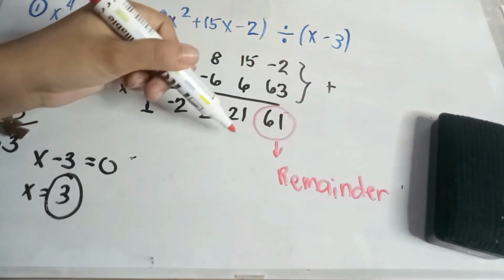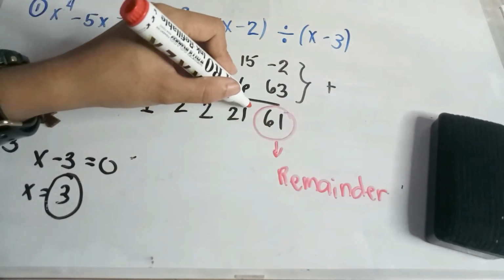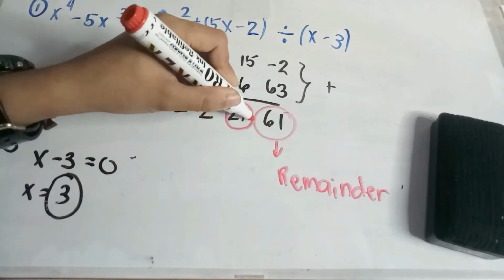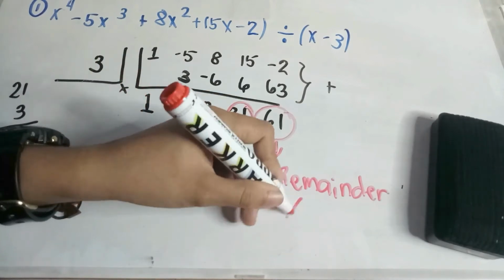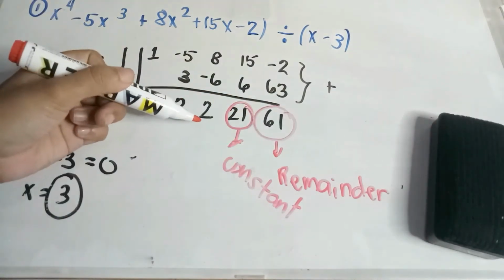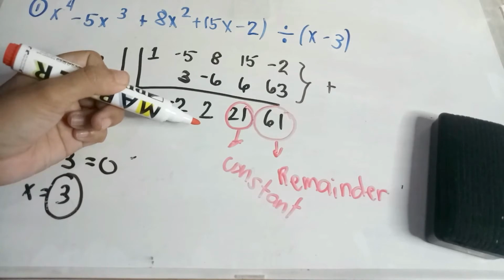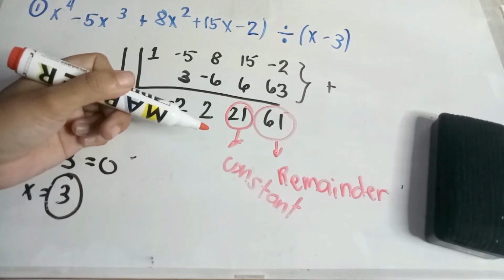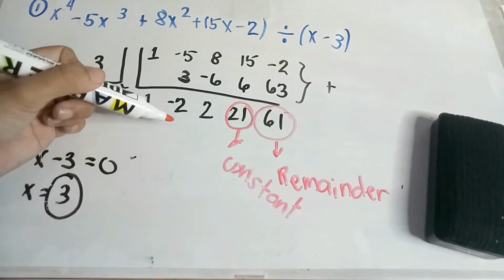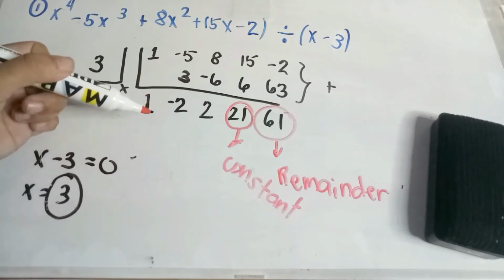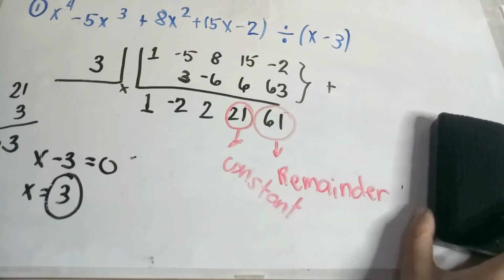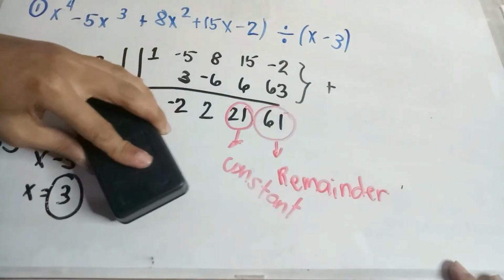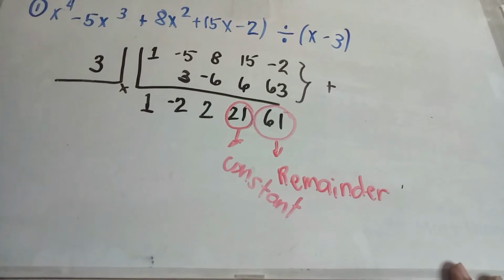Then the next number to the remainder is the constant number. So this is the constant. Then this one is the x variable. Then the next to it is the x squared. The next is the x cubed. So this is how we are going to write the polynomial expression. So let's write it.